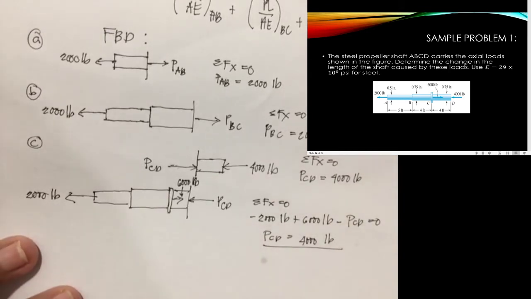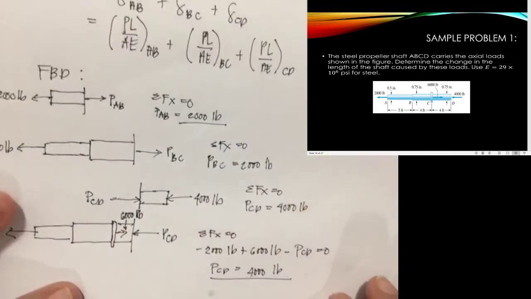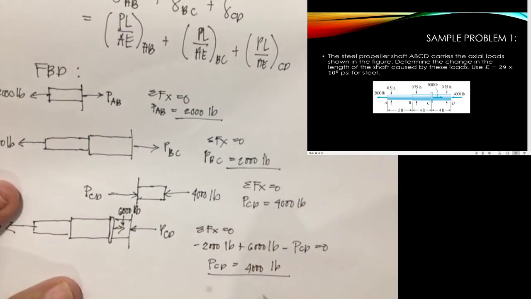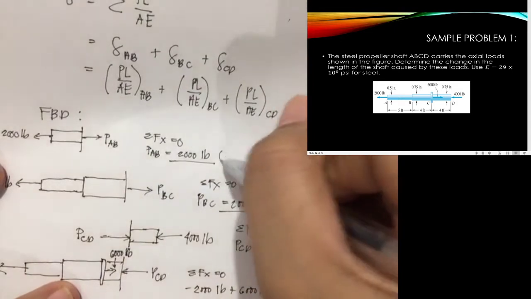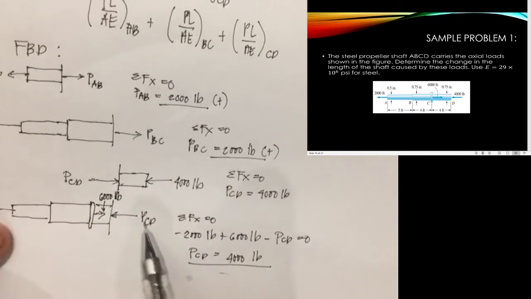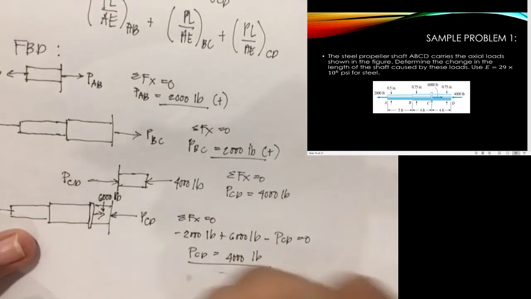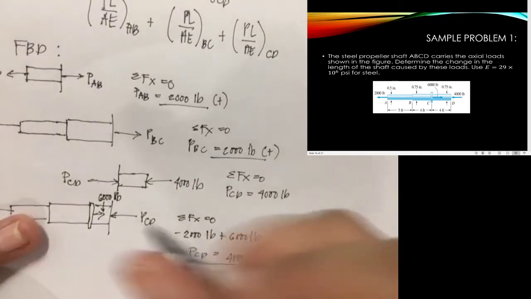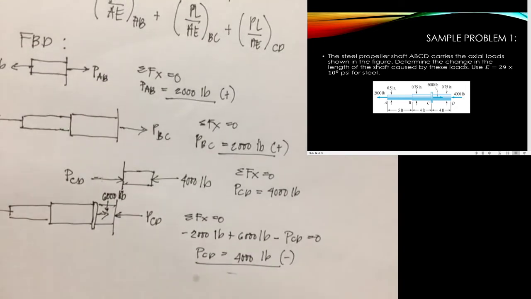So now, we have obtained the applied loads. For AB, we have 2,000. For BC, we also have 2,000. And for CD, we have 4,000. This one is under tension, going away, so this one is positive. This one as well, going away, so positive. And this one is in compression, class. It's not going away. It's just staying there.